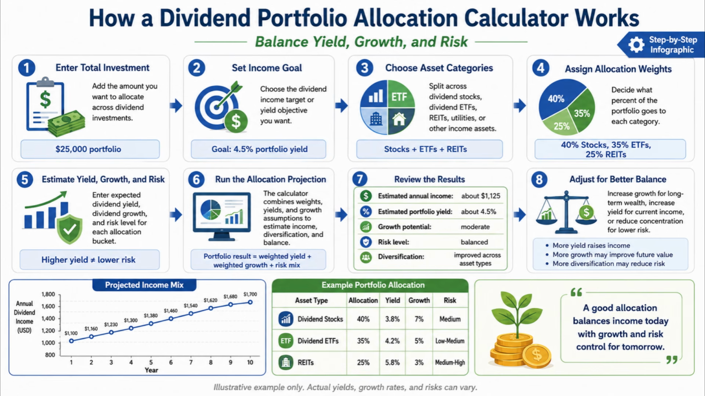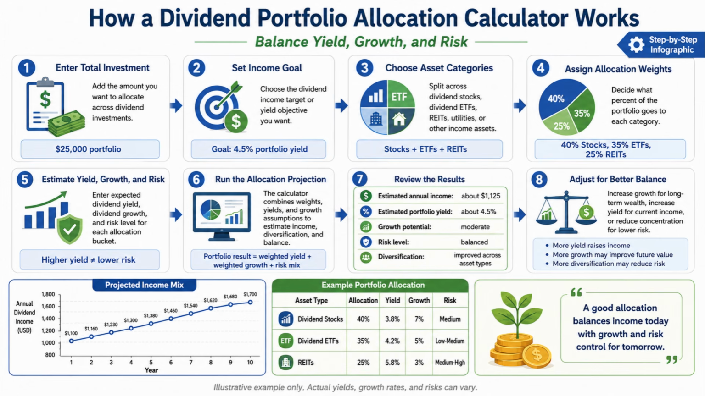Afterward, the calculator runs the allocation projection by combining the weights, yields, growth assumptions, and risk levels. As a result, it estimates expected income, overall portfolio yield, growth potential, and how diversified or concentrated the portfolio may be. Then, you review the results to understand how the portfolio may perform.